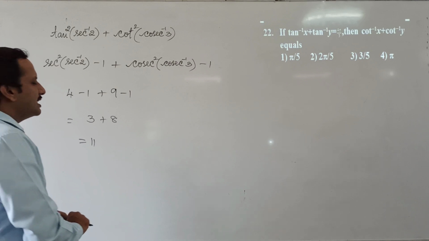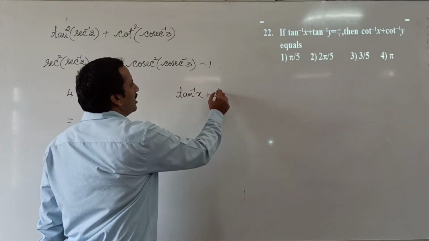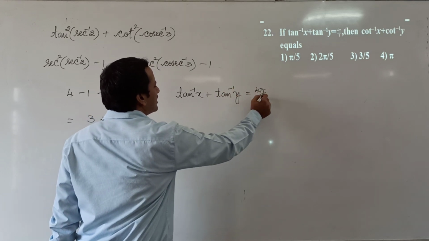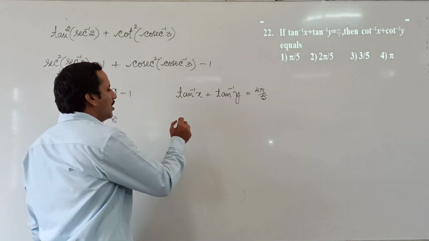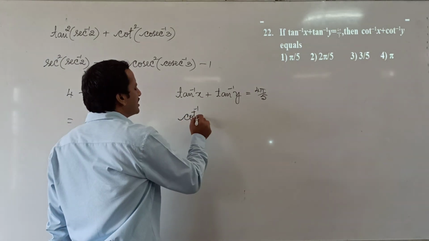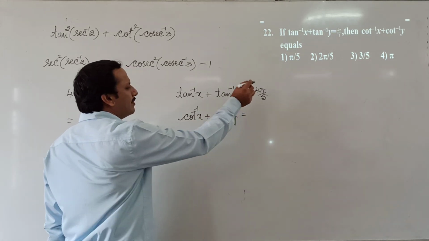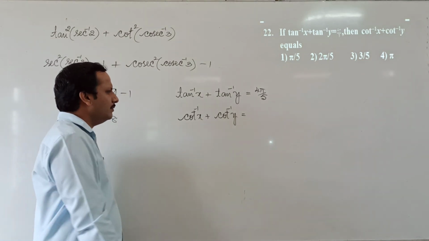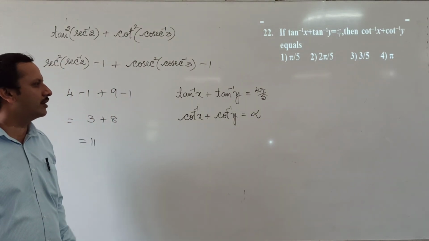If tan inverse x plus tan inverse y is equal to 4 pi by 5, then what is cot inverse x plus cot inverse y? This will be equal to pi minus 4 pi by 5. How? I'll explain now. Let this be equal to alpha. This alpha we have to find out.